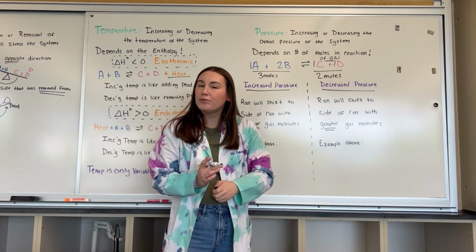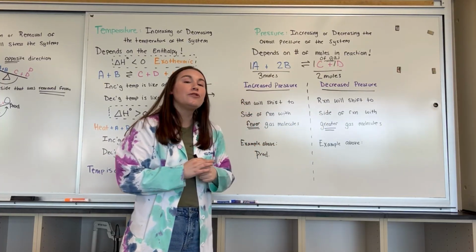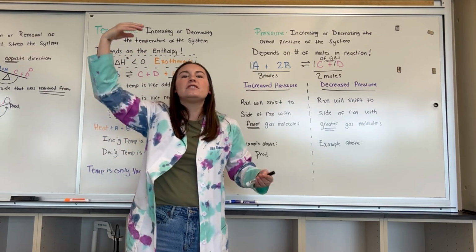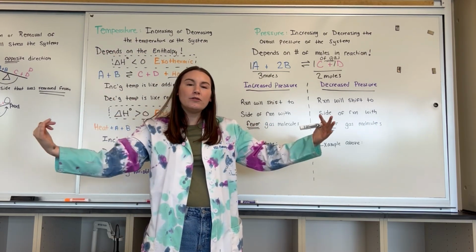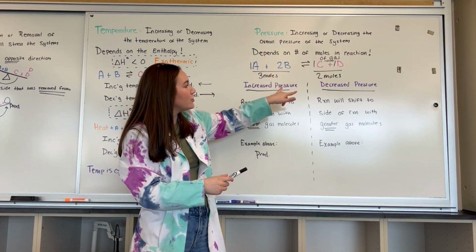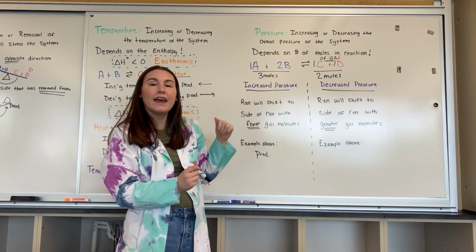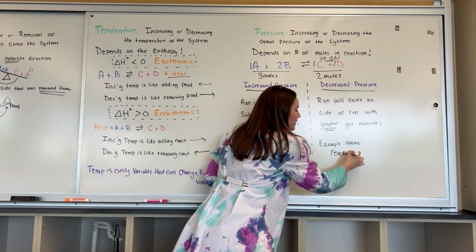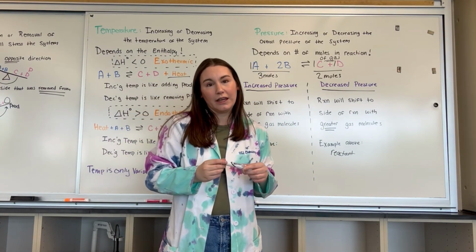For the decrease of pressure, it's going to be the opposite. So the reaction will shift to the side of the reaction with the greater number of gas molecules. So I'm increasing that volume. There's more space for them to take up. So they want to be in the largest way possible. They want to be in the most number of molecules that they can be to take up more space. So for the example that we have here, we're going to move to the side with the greater number of gas molecules, which would be the reactant. Okay, and again, that's going to depend on the specific reactions that you are looking at.